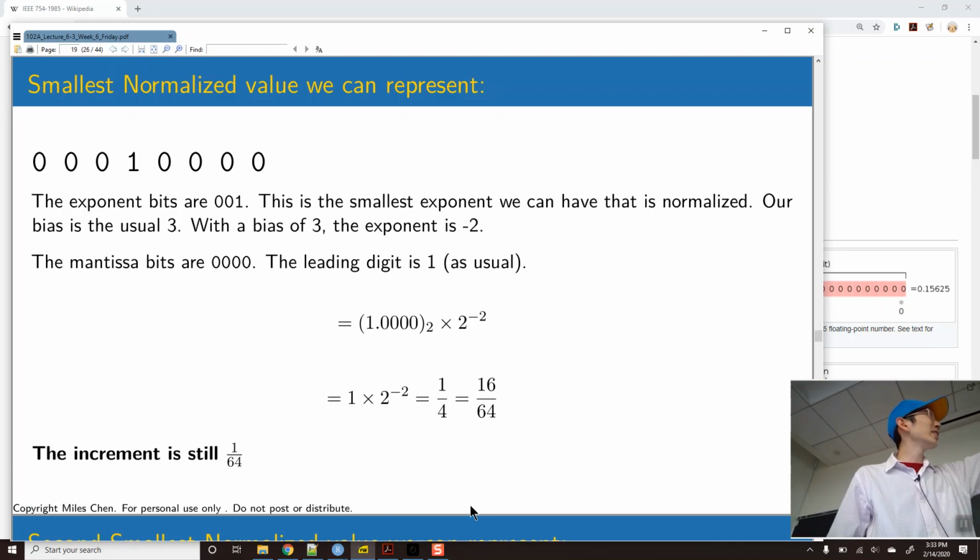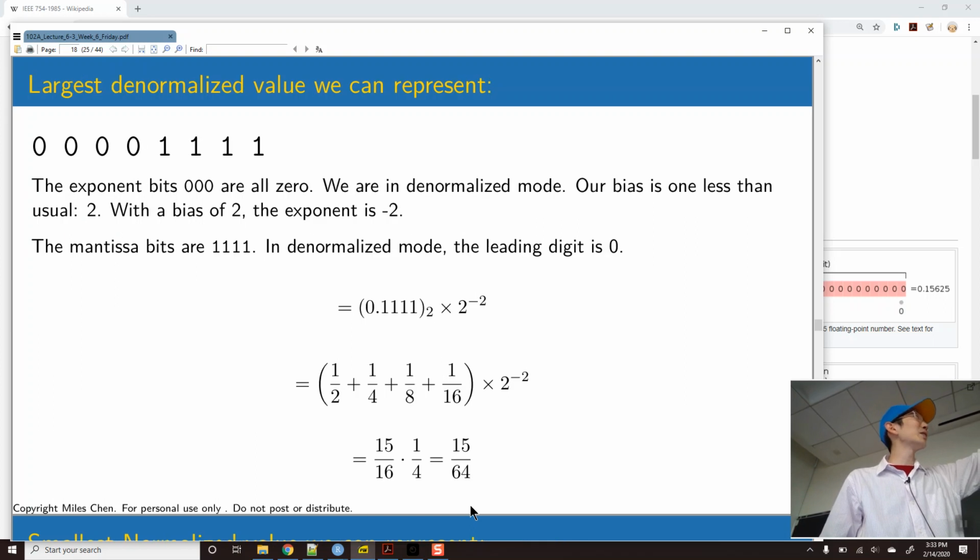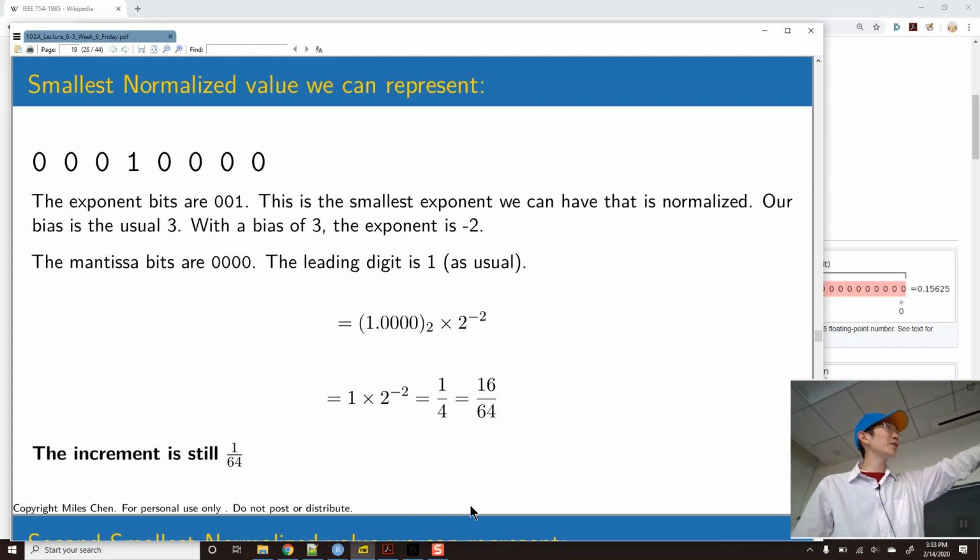So if I add 1, then it becomes this, right? This is the biggest with 4 digits: 1, 1, 1, 1. That's like the equivalent of filling out 9999, and then I add 1, and it becomes 1, 0, 0, 0, 0. So it's like 10,000 here, okay? And what does this represent? Now we are in normalized, right? So this is the smallest normalized value I can represent.